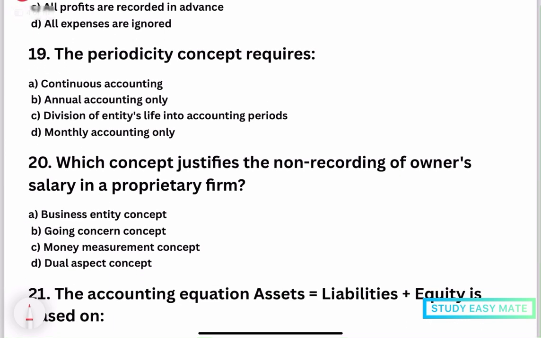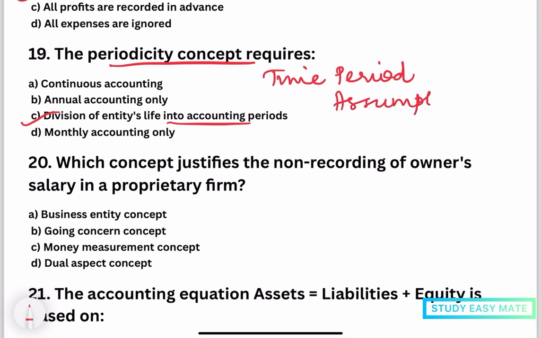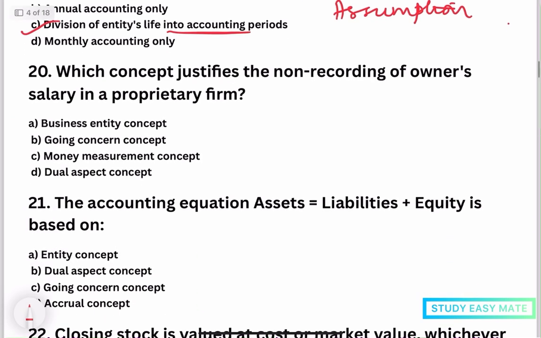So 19th one, the periodicity concept requires division of entities' life into accounting periods. So the periodicity concept is also known as time period assumption. It requires a division of entities' continuous life into specific accounting periods, usually 1 year, okay, for the purpose of measuring performance and financial position. This enables stakeholders to receive timely information about the business and make periodic comparisons.